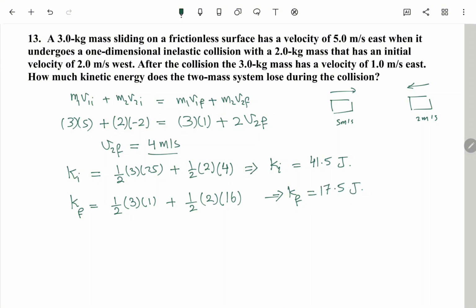So the loss in kinetic energy is equal to 17.5 minus 41.5, or equal to minus 24 joules. And the minus sign means lost energy.